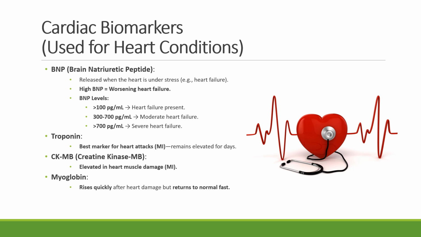Troponin is the best marker for heart attacks. It remains elevated for days. Troponin is a muscle-specific protein that is highly specific to cardiac muscle, making it an excellent marker for myocardial injury. Slight elevations indicate unstable angina, or MI, myocardial infarction. Troponin levels are useful in predicting long-term outcomes in patients with acute chest pain and MI.